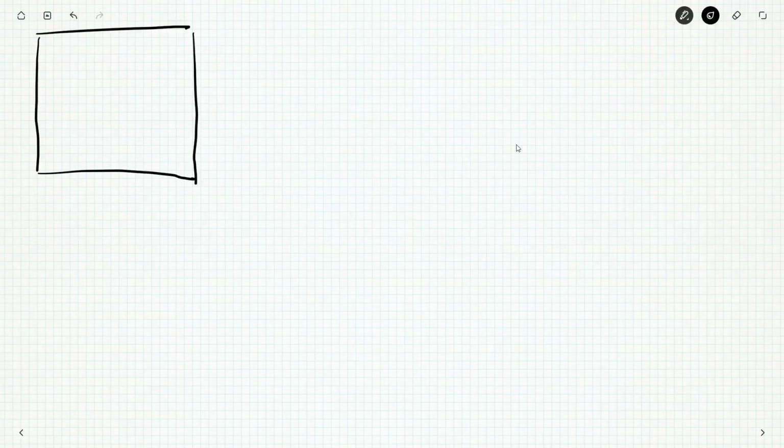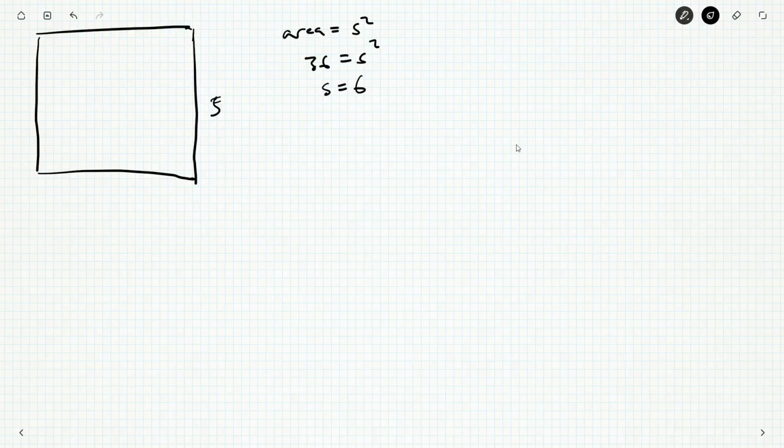So here's the large square. We know it has area 36, but if you have a square, the area is s squared, and we know the area is 36, so s squared has got to be 36. Not that hard to see. S is 6. Square root both sides if you need to. So instead of s, we can just write 6. So 6 is the side length of the large square.